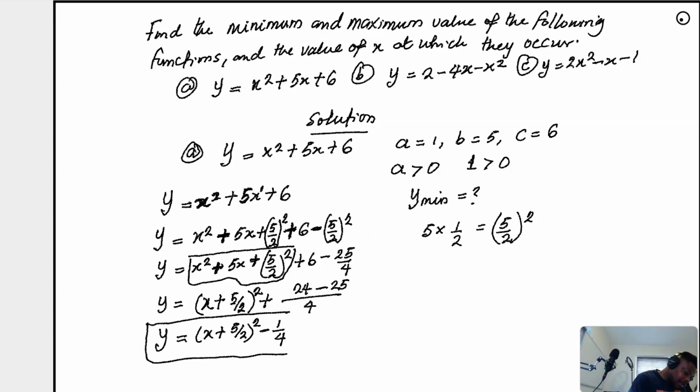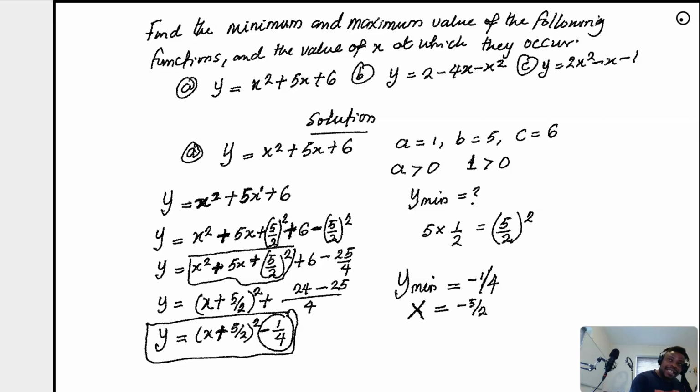Now, what this means is that my y minimum will occur at a particular value of x, okay? Your y minimum is what you have here. That is minus 1 over 4. At what value of x? You know, x here is plus 5 over 2. The opposite of plus 5 over 2 is minus 5 over 2.